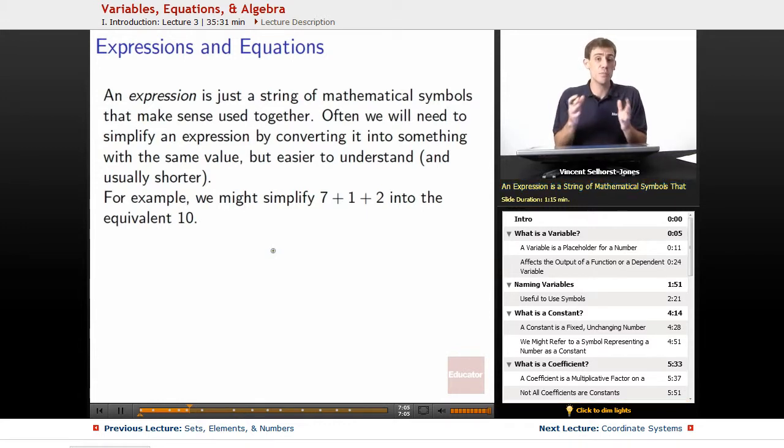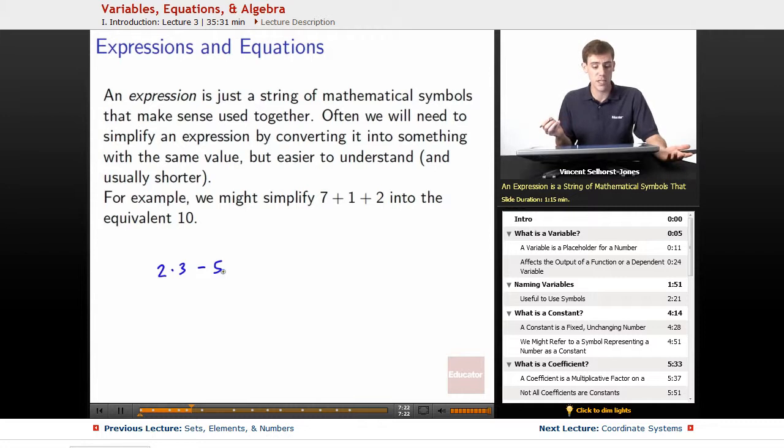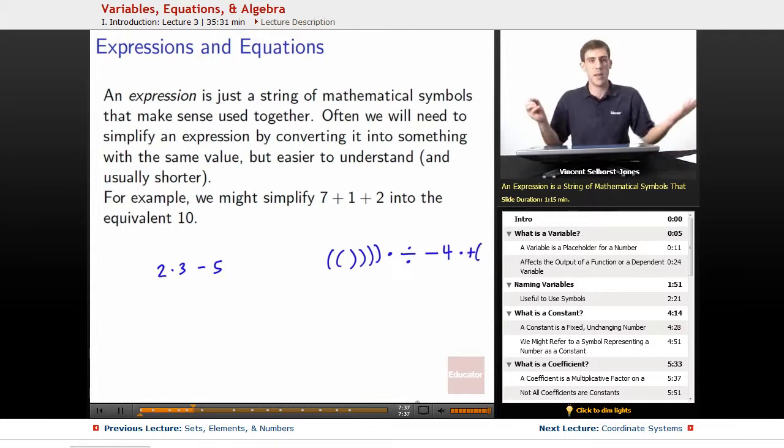So to be an expression in math means that you have to make sense. To be an expression in English, passing this idea along as a metaphor, would mean that it has to make sense as a sentence. So a string of mathematical symbols that make sense together, right? So 2 times 3 minus 5 could be an expression, but a pile of parentheses, times, divide, minus, 4 times, plus parenthesis, that doesn't make any sense, right? That's just a bunch of things that have been put down on paper. They've just been written down, but they don't actually mean anything.